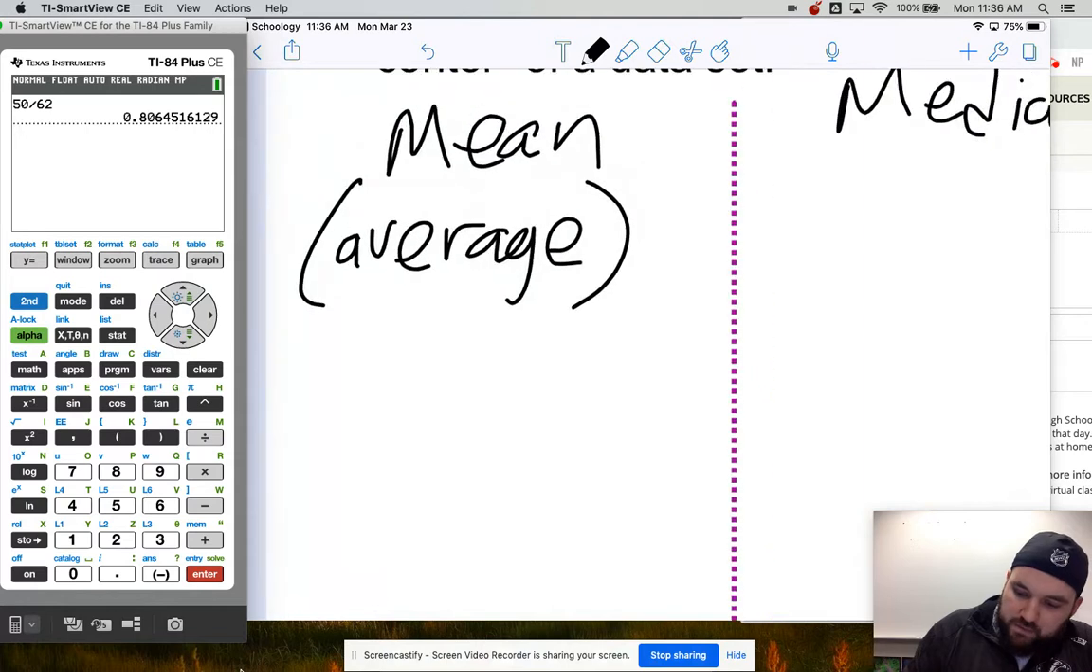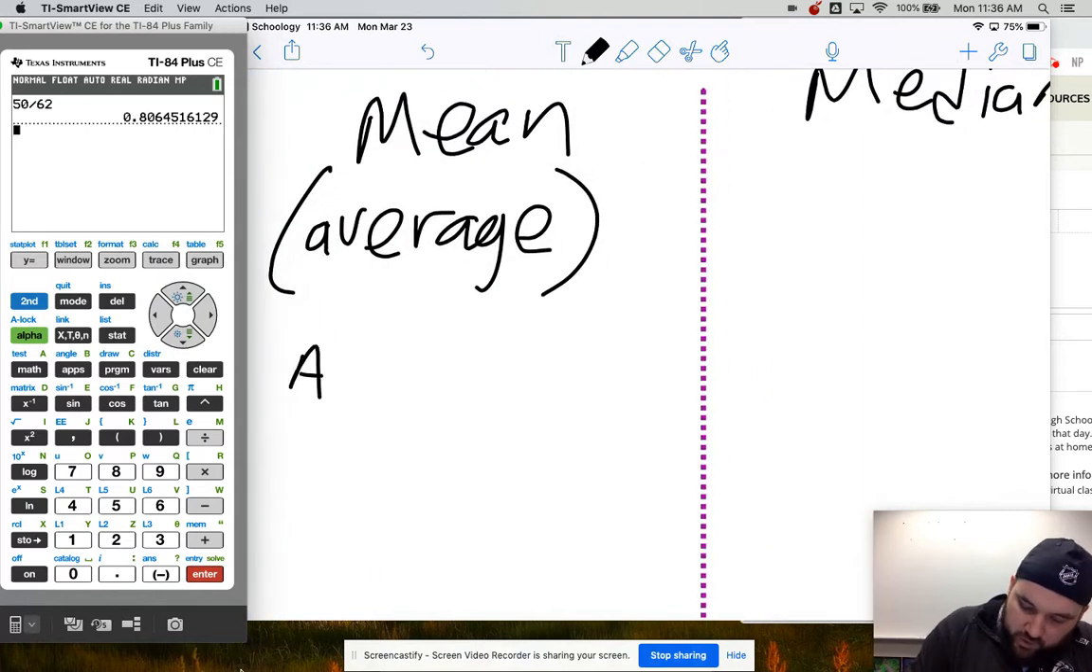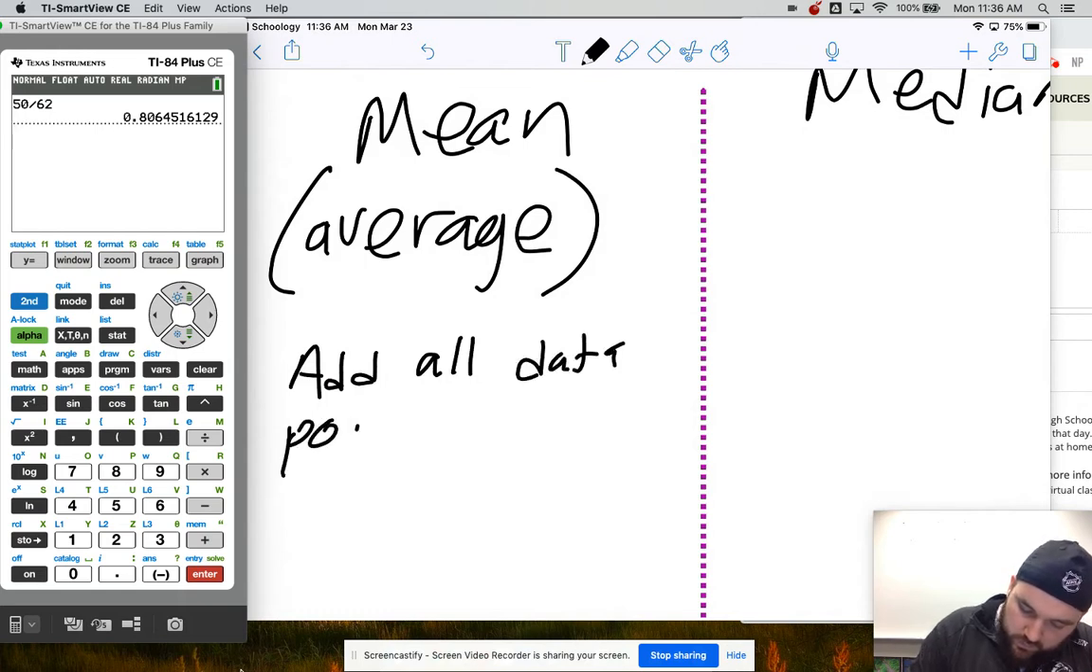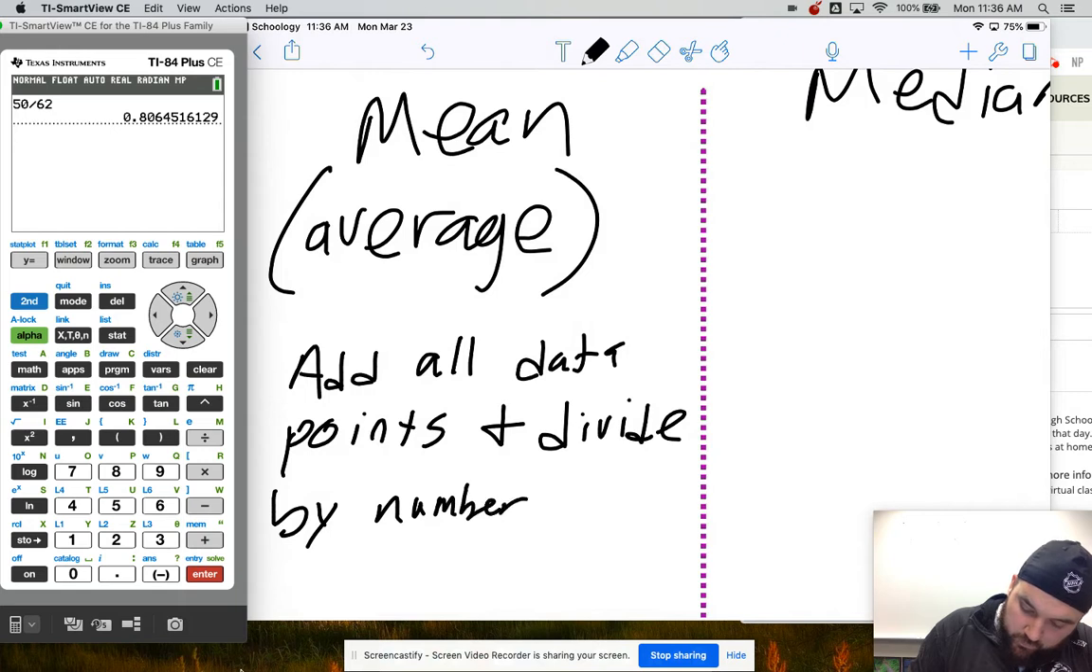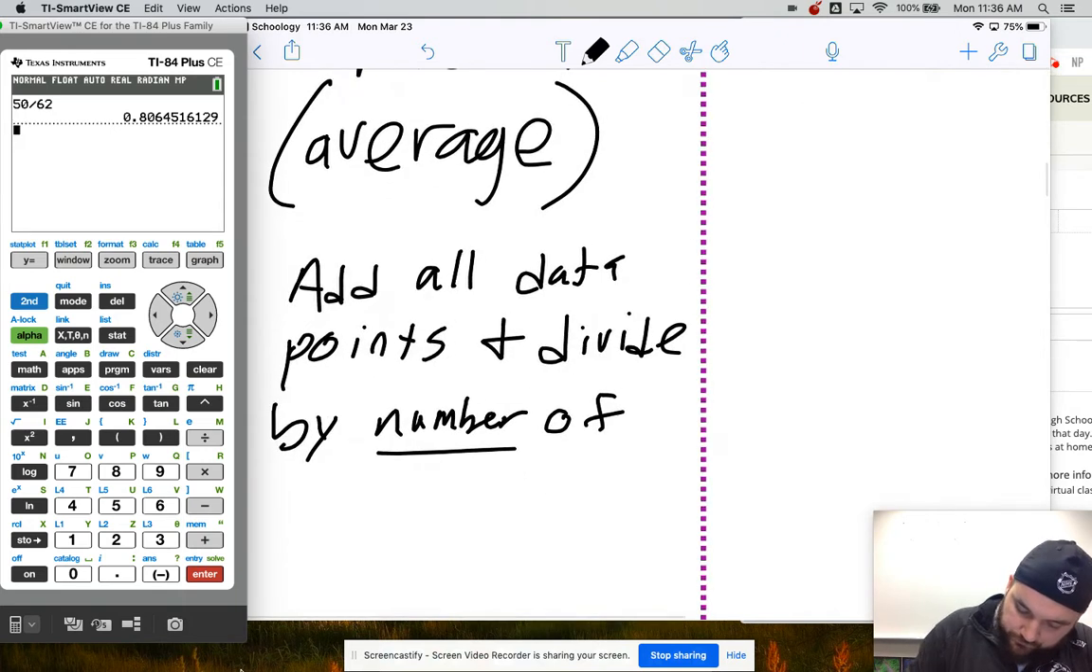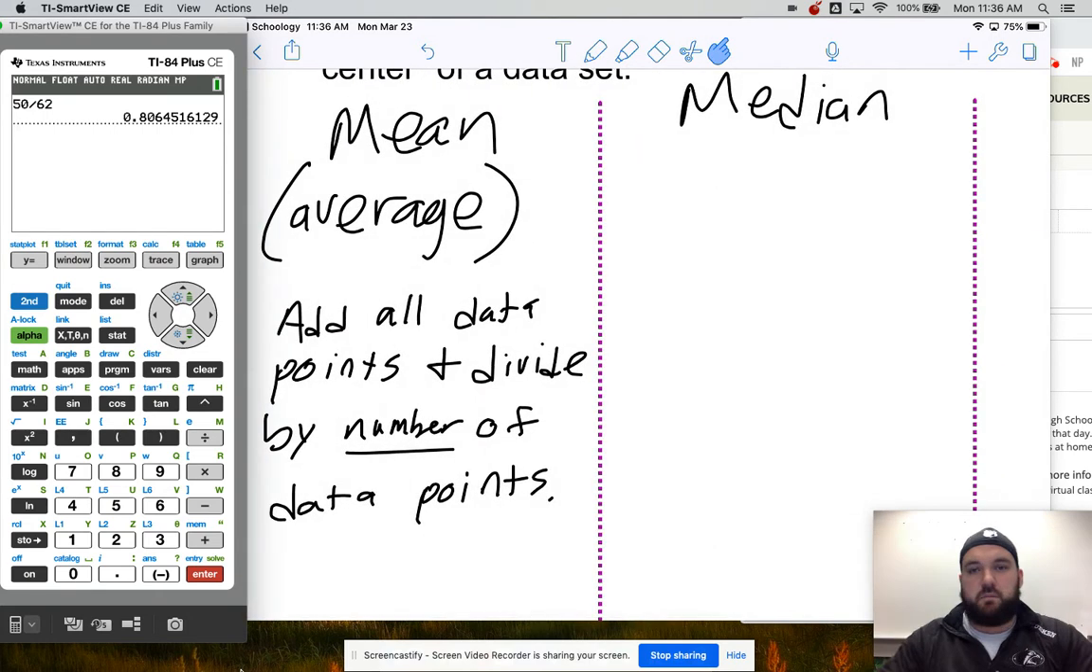The mean, if you remember, to find the average, we add all of the data points and then we divide by the number of data points. So finding the mean is something you've done a lot. Maybe it's been a little while, but we'll recap what that looks like.